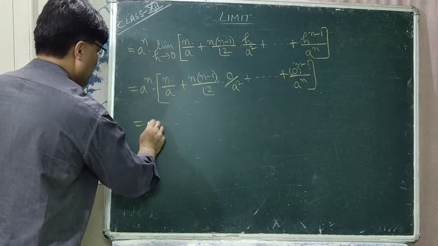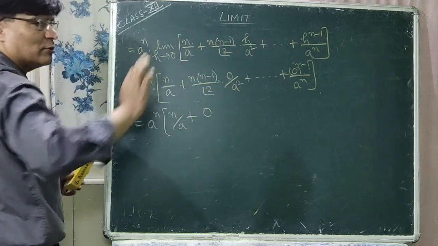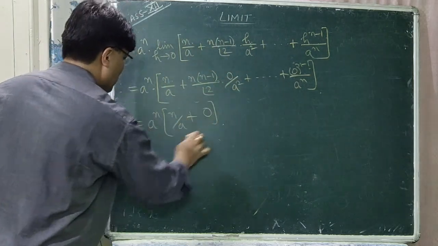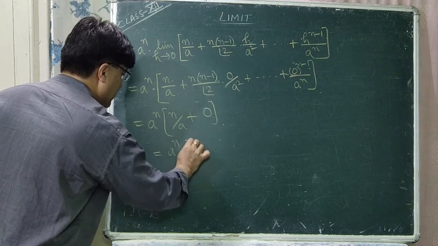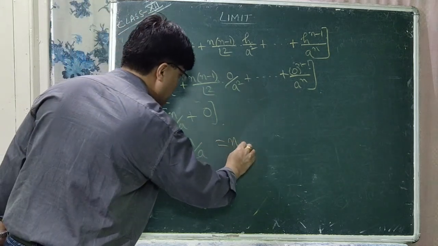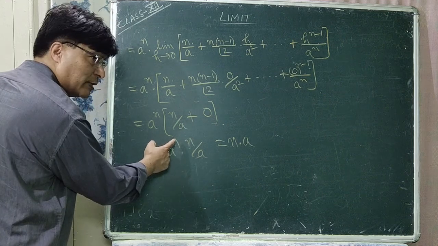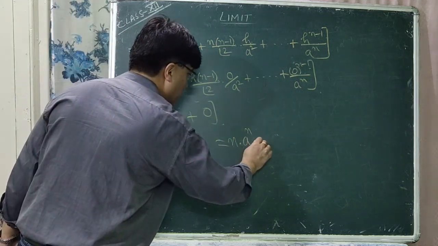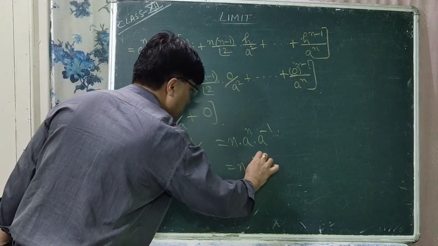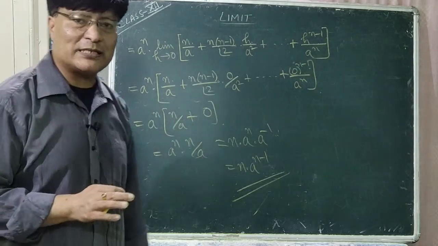So next, a to the power n within third bracket n by a plus, from the second term it will be 0 plus 0 plus 0 etc. up to infinity, that is 0. So which is equal to a to the power n into n by a, which is equal to, what is the answer here? N is constant, a is also constant, a to the power. When a goes up from the denominator to the numerator, it becomes minus 1, isn't it? A to the power n into a to the power minus 1, which is equal to n into a to the power n minus 1. That is proved.